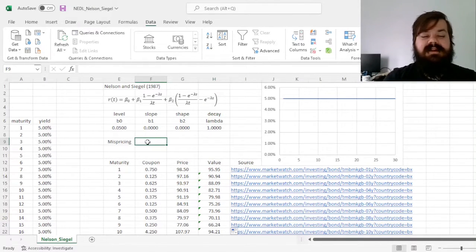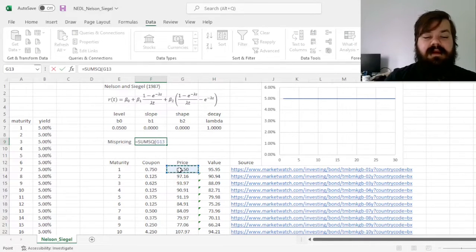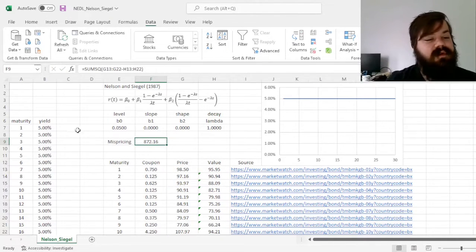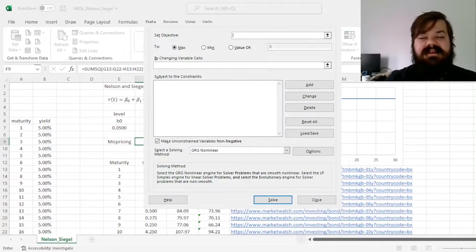But we are concerned with minimizing our mispricing, so we are introducing a sum squared of prices and our estimated values, given the yield curve Nelson and Siegel model produces. And this is a quantity of deviation from real-world yields that we seek to minimize. So we go to Solver and specify our task. So we minimize our mispricing by changing our four parameters.